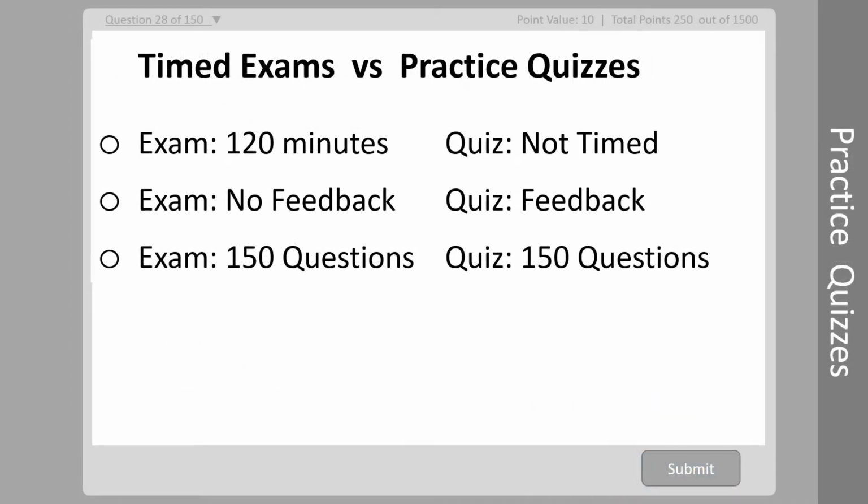So we have both timed exams and practice quizzes. So here's just the difference between the two of them. The timed quizzes are timed at 120 minutes to simulate the CWI exam length. Quizzes have no time on them. The exam, you don't get any feedback at the end of each question. However, on quizzes, you do get the immediate feedback. In both timed exams and practice quizzes, both contain 150 questions. This is all for Part A.